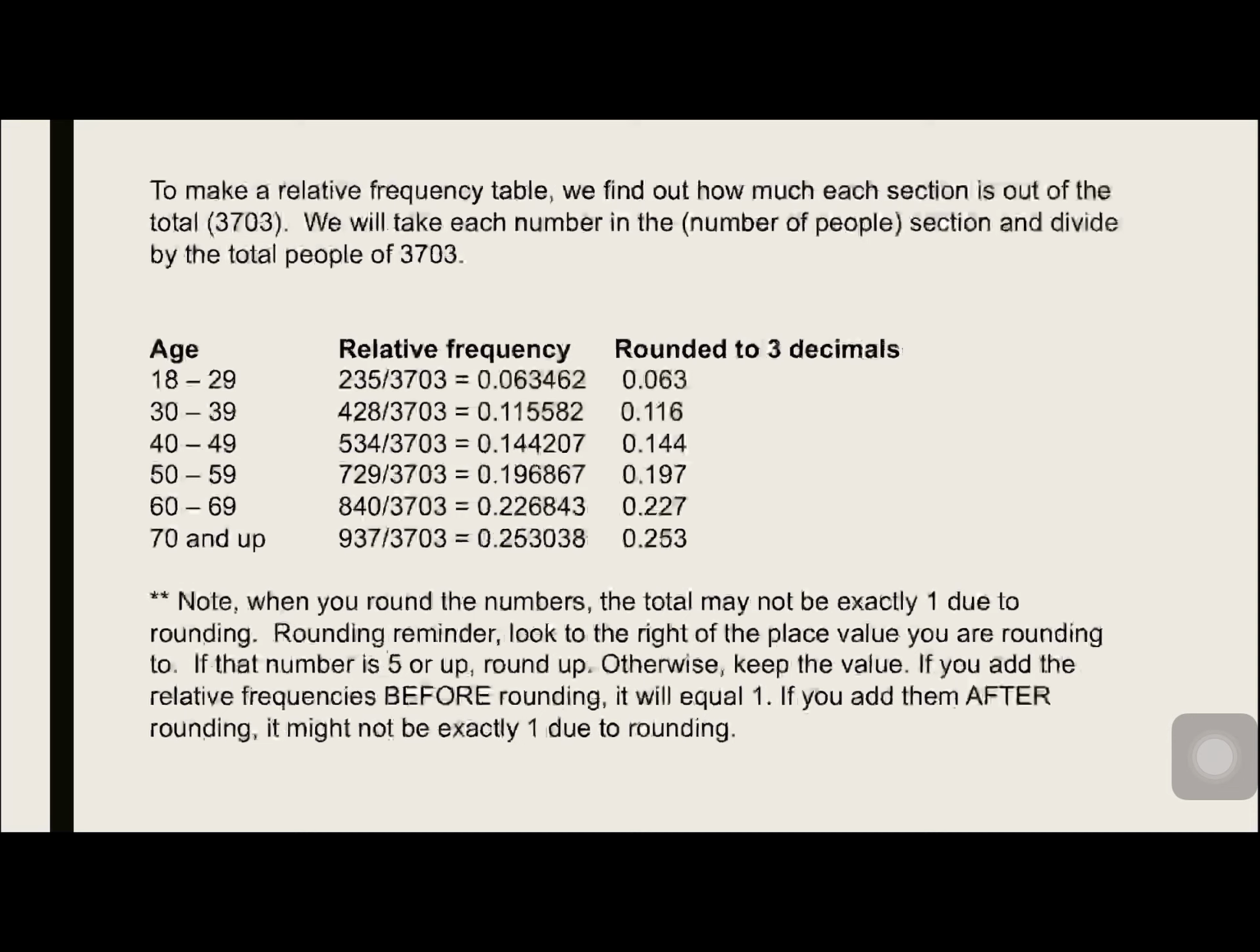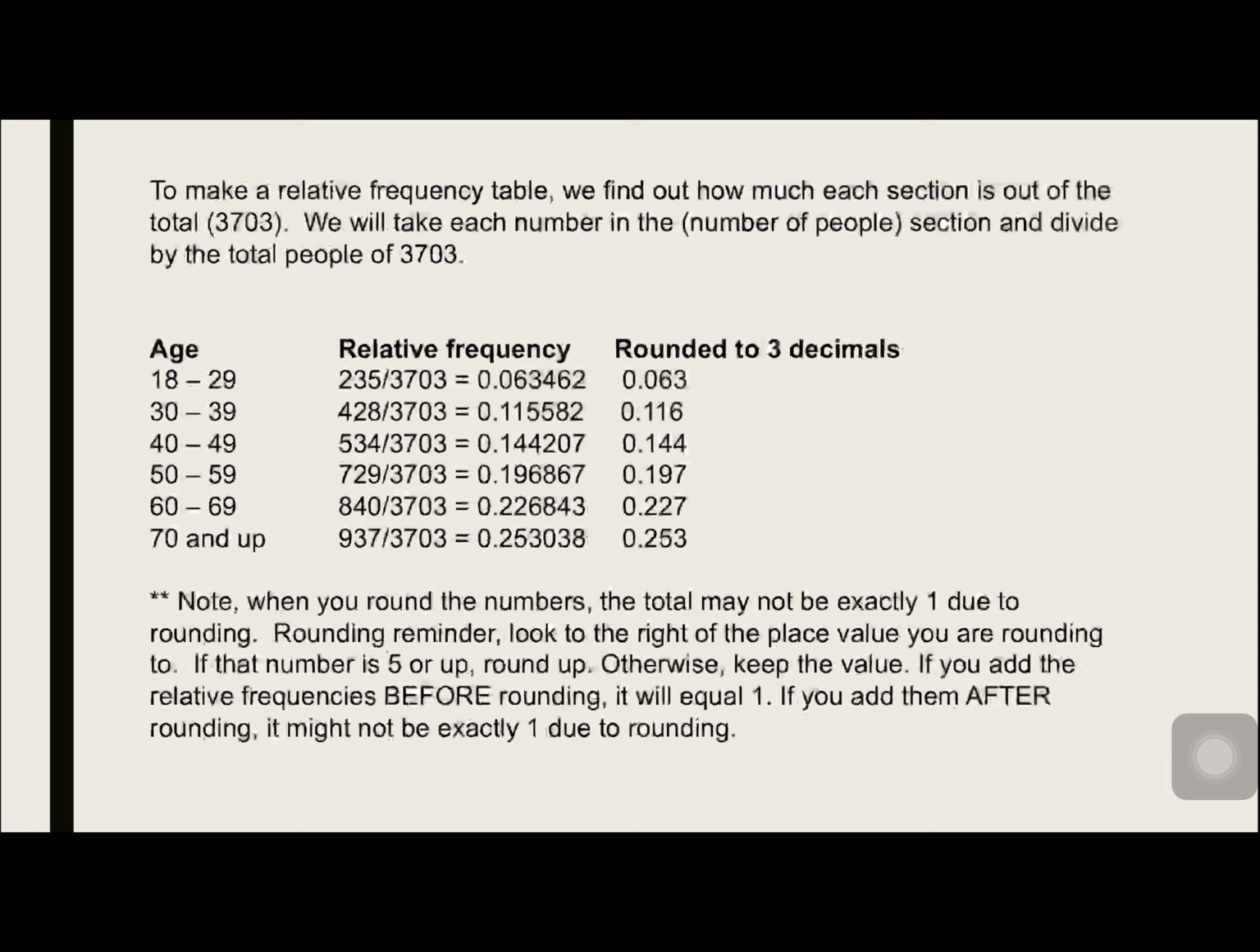So let's look at the first one, 0.063462. To round to the third decimal place, look at the third decimal place. That means after the dot. So .063. The 3 is the third place. To the right of it is 4. So that means the 3 is going to stay. Okay, let's find one that rounds up.